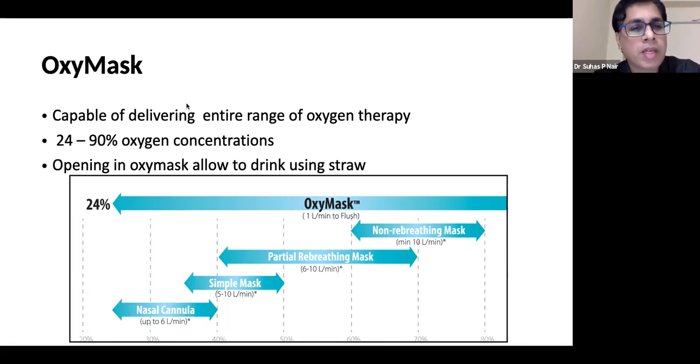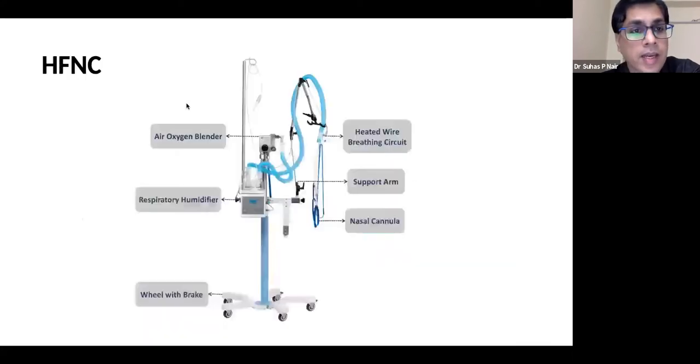And Oxy mask allows you to use a straw and drink with a straw. This is important because while feeding, the hypoxemic patient rapidly desaturates. Okay, so Oxy mask may help in that aspect.